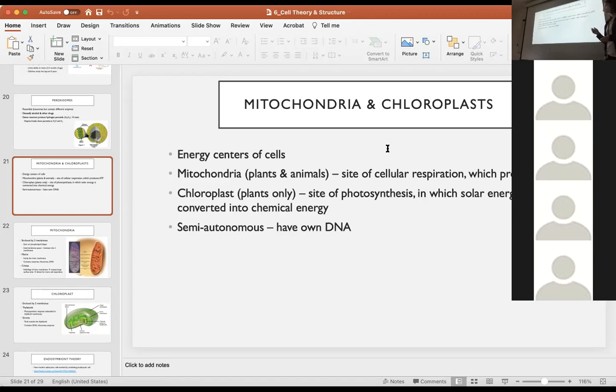An interesting aspect is that they actually have their own DNA. And I'll show a video on Monday about how this kind of evolved, basically how the first eukaryotic cell evolved from prokaryotic cells eating each other, more or less. But these are the only organelles that have their own DNA. Otherwise, the only DNA is in the nucleus.